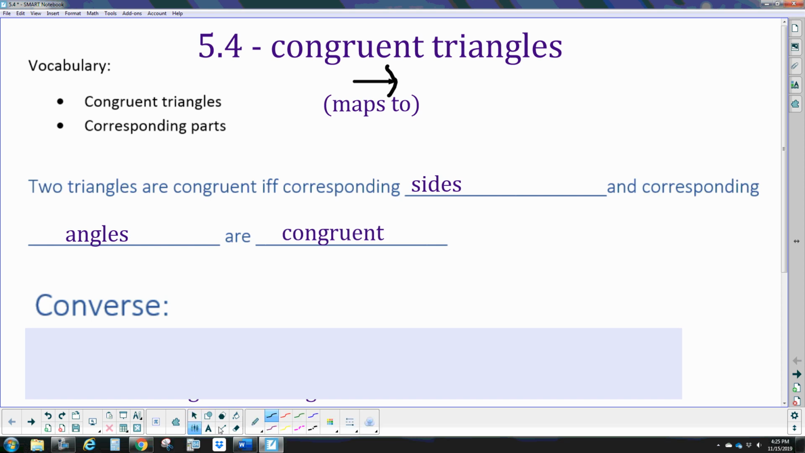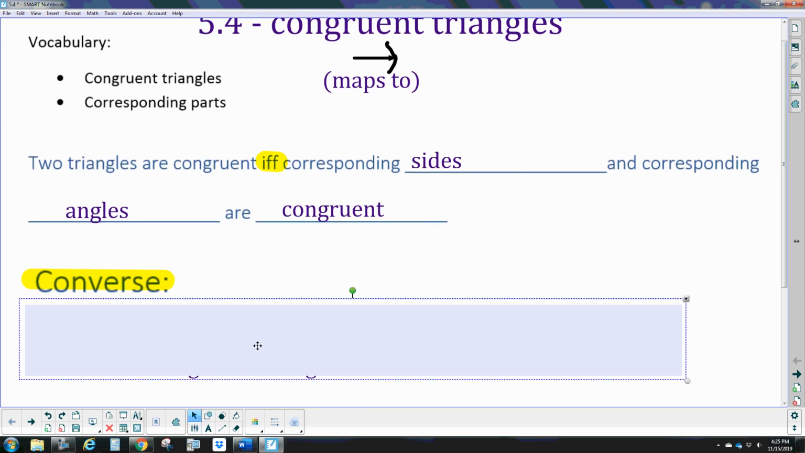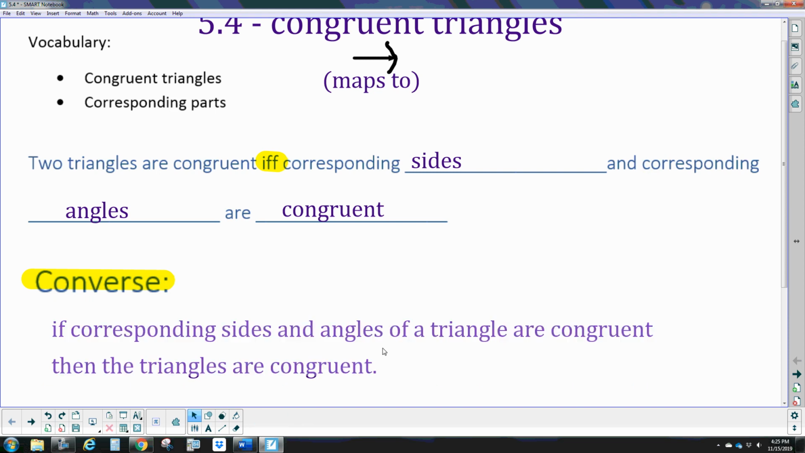Since we have this iff, remember that means if and only if. And in an if and only if statement, the conditional statement is true, but the converse is also true. So the converse, if you remember, switches the if and the then part of the statement. So the converse of the statement would be, if corresponding sides and corresponding angles of a triangle are congruent, then the triangles are congruent. So this whole lesson is about congruent triangles.